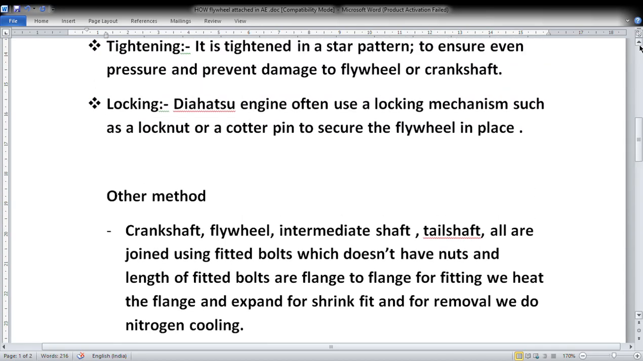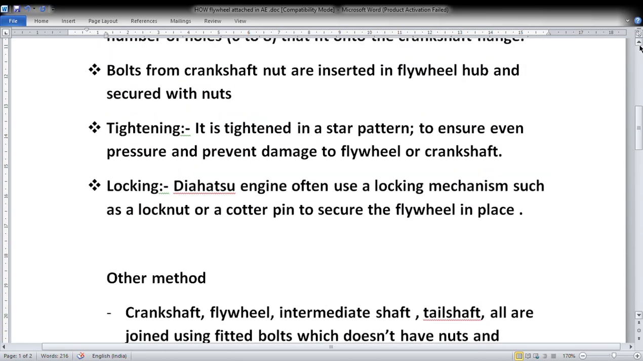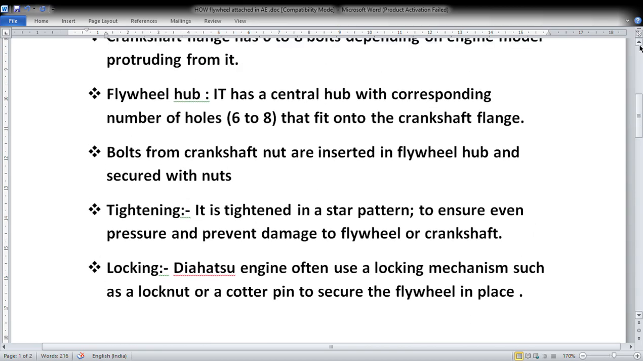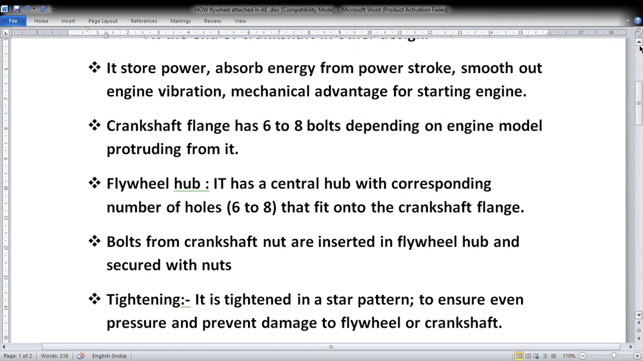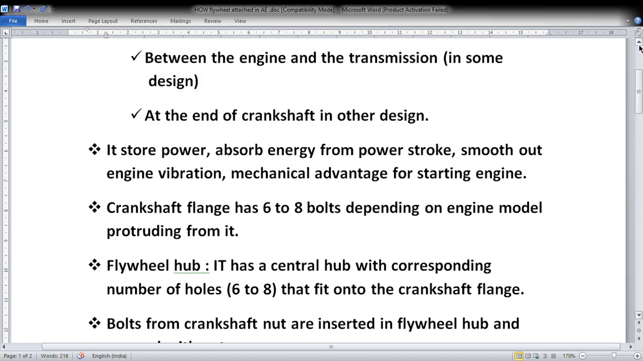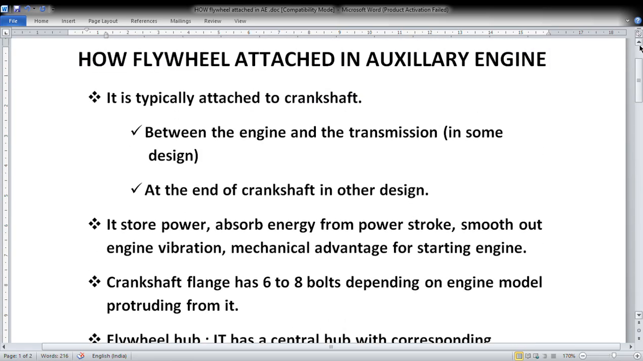How is the flywheel attached to the engine? If this question is asked by the surveyor in your oral exam, then you are supposed to tell all these points, that is, how the flywheel is attached to the auxiliary engine. I hope this is clear for you.